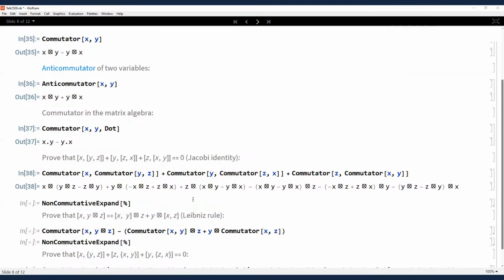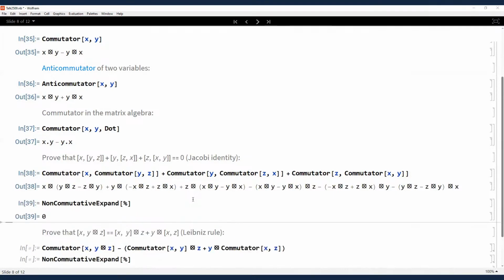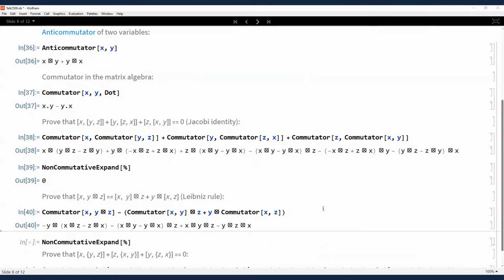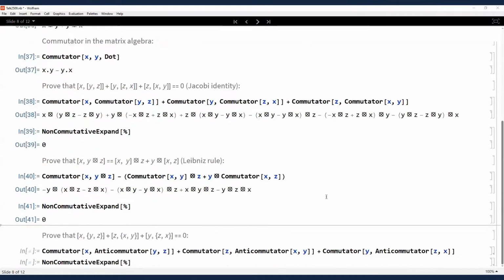And we can use non-commutative expand to prove it. And here is another identity, Leibniz rule. So let's again prove it with non-commutative expand. Take the difference of both sides, expand, and we get 0.